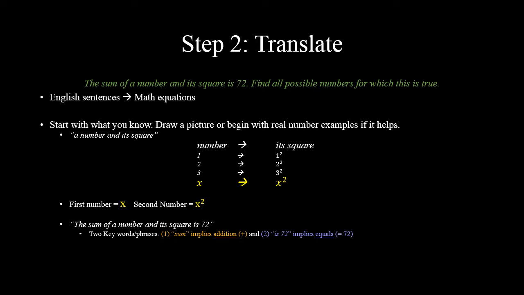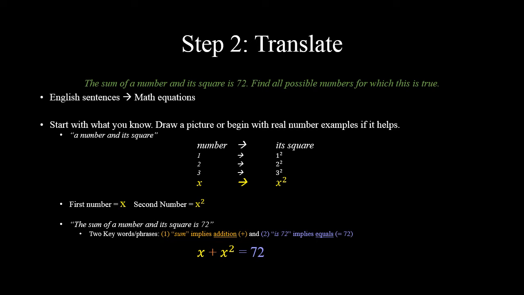Whenever you see the word is and a number, that implies equality. So the sum of a number and its square is 72, which means our number x and its square, when we add them together, is going to equal 72. And when we translate that, this is the beautiful math equation that we get. X plus x squared equals 72. A number and its square added together is going to equal 72.